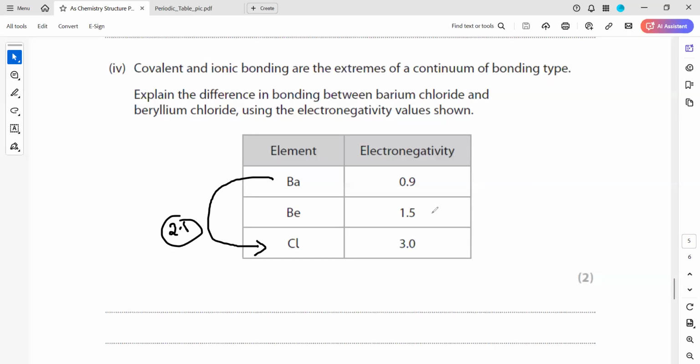So we relate here, we'll say in barium chloride, the electronegativity difference is 2.1. So it should be ionic, a large difference in electronegativity, whereas in beryllium chloride, the electronegativity difference is 1.5. So it will be covalent. And what kind of covalent? It will be polar covalent. If it is less than 0.5, then it will be non-polar covalent.